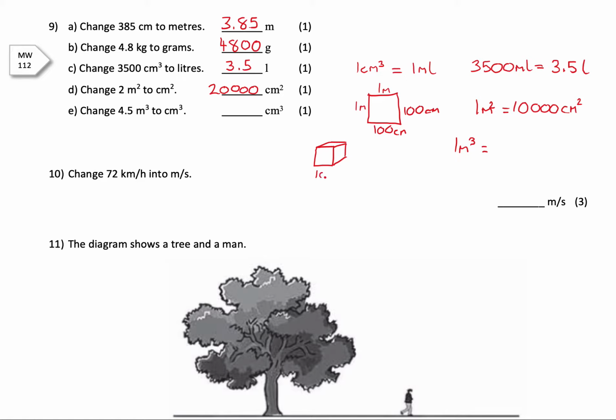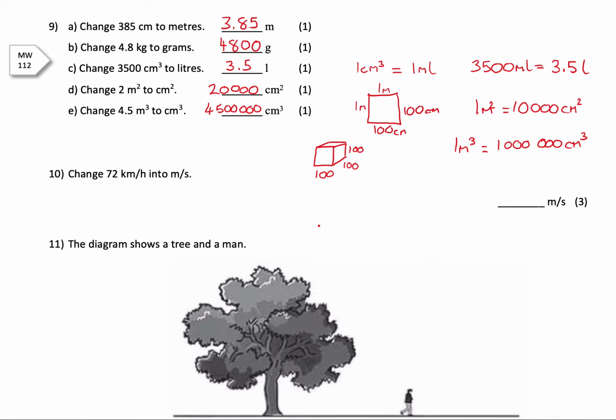That would be a volume of 1 cubic metre. However, in centimetres, that's 100 by 100. We already know that's 10,000 times another 100. So that would give us 1,000,000. So that is 1,000,000 cubic centimetres. So 4.5 is 4.5 million, or 4,500,000.